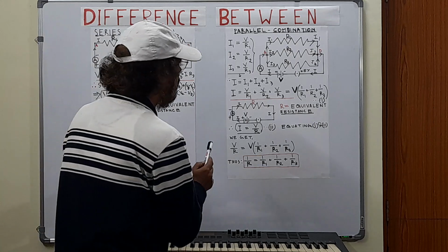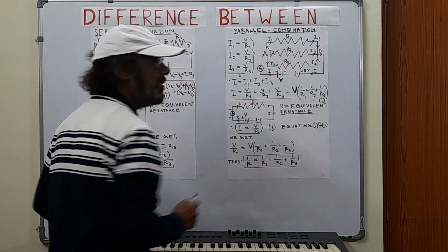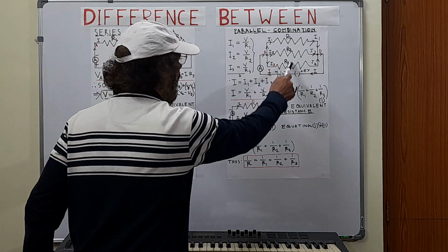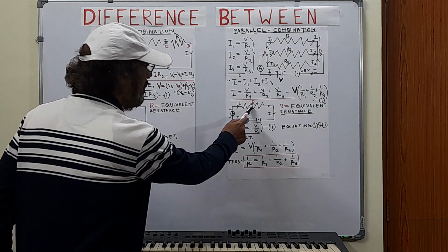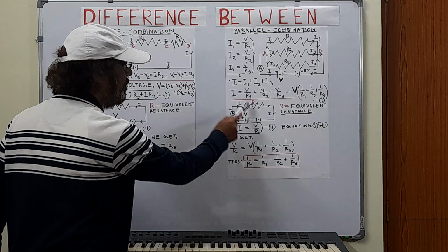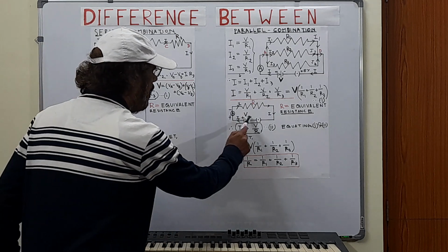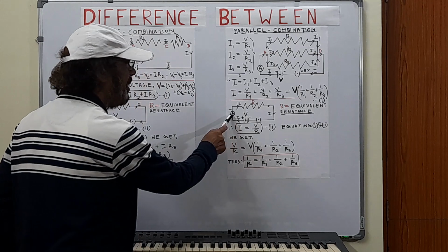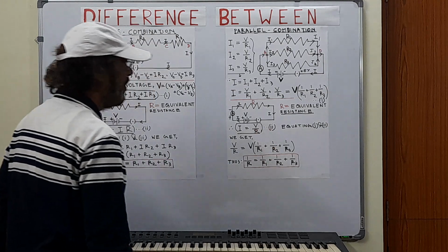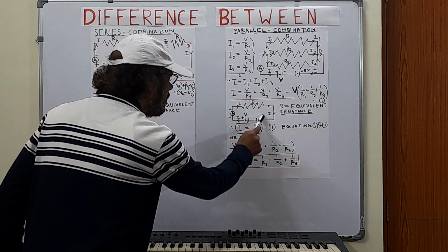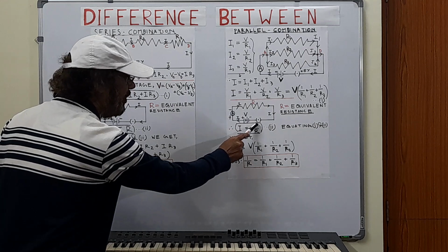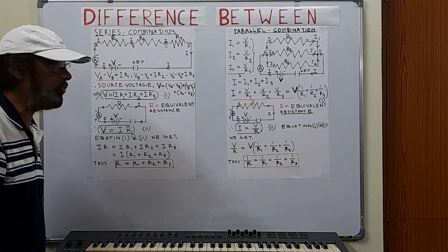Again, let us replace the three resistances by a single resistance, which is called the equivalent resistance in this parallel combination. Let it be designated by capital R. This is the equivalent resistance of the parallel combination, and the rest of the circuit will remain the same: ammeter, battery, key. Now in this circuit, the net current I must be equal to the source voltage V by this capital R, by Ohm's formula.